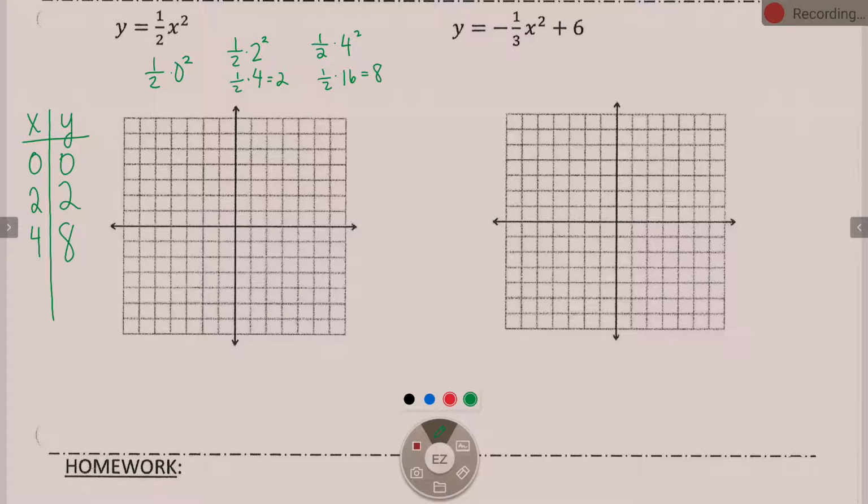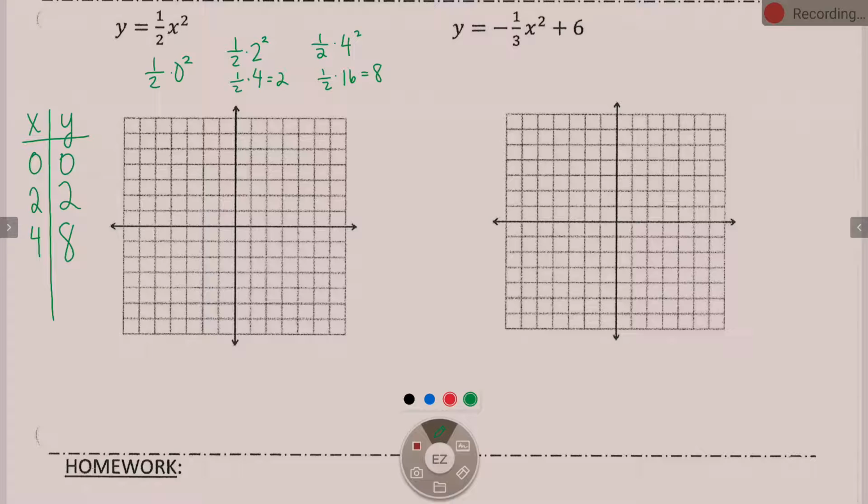Now, you may have already started graphing, but predict. Is this parabola going to open up or down? Up, because it is positive. Is it going to be regular size, tall and skinny, short and wide? Short and wide, because this 1/2 is a number less than 1, a number between 0 and 1, so it's going to be a wider one.